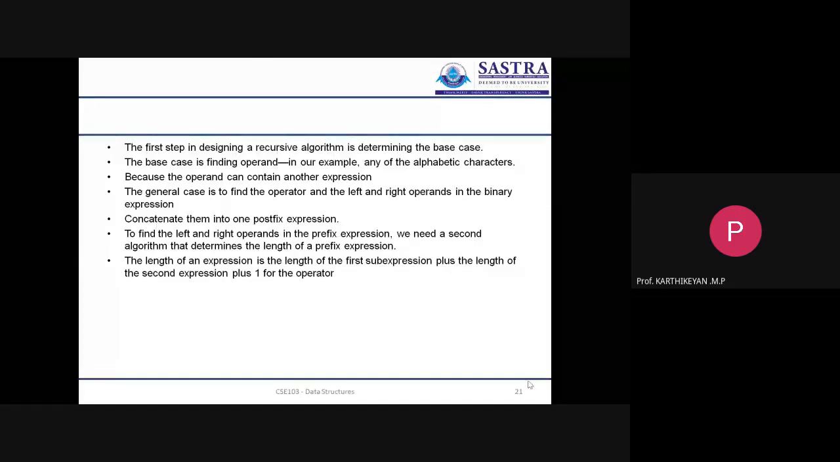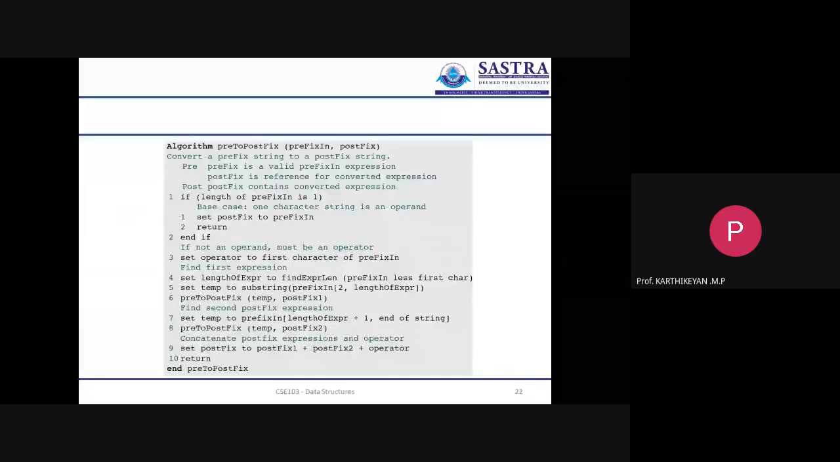Okay, so the algorithm is given here. Suppose the prefix expression contains only one operand, then directly we can move it to the postfix expression. This algorithm contains two parameters. Prefix in is one character array, and postfix in is another character array. Suppose the length of prefix in is only one, it means that it contains only one character, one operand. So we directly move it to the postfix expression.